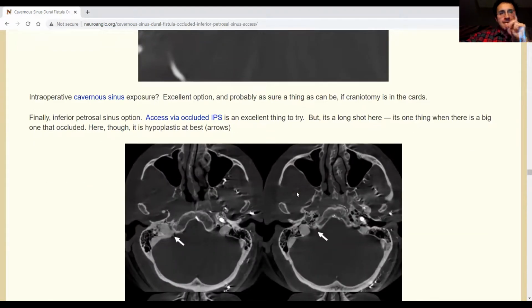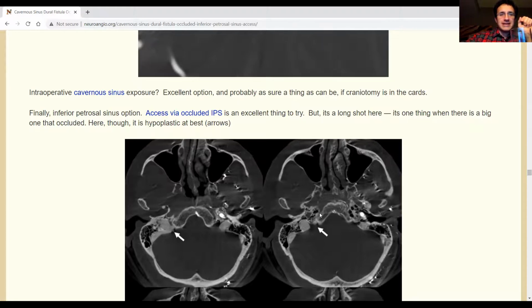Okay. Now, the other option, and that's really the option that ultimately worked, is access via the occluded inferior petrosal sinus. I first heard about it from my friend Ring Sintirana, and he's emphasized that a lot in his group. So we thought, okay, this is one of the possibilities here. The interesting thing about this petrosal sinus is not only do we not see it on an angiogram, but it's also hypoplastic to begin with.